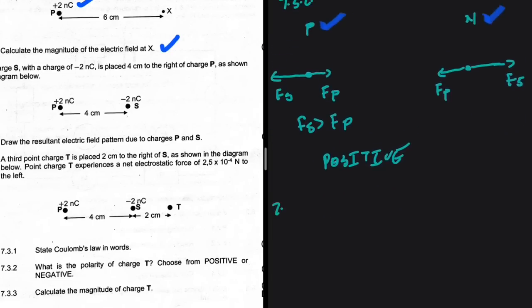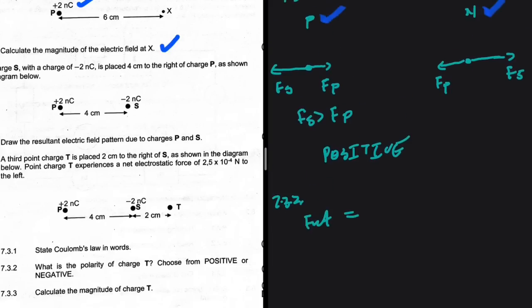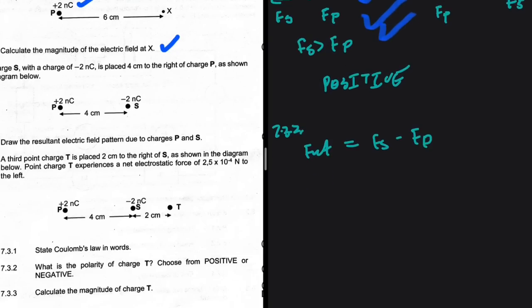And then 7.3.3, we are supposed to actually calculate the magnitude of charge T. Let's go ahead and do that. So F net will be equal to, this is our scenario, right? We are basing everything on this scenario. So F net will be equal to Fs minus Fp. I'm taking the direction to the left as positive here, right? So what is F net? F net is 2.5 times 10 to the minus 4.